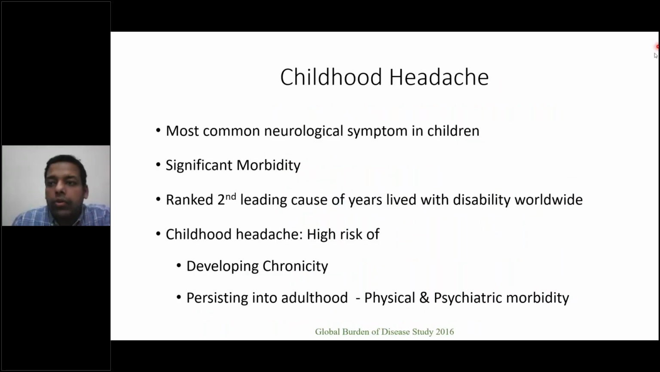Although it may sound strange, this is the most common neurological symptom in children, and it has a very significant morbidity. Headache has been ranked as the second leading cause of years lived with disability worldwide. And childhood headaches have a higher risk of developing chronicity and persisting in adulthood, leading to a lot of physical and psychiatric morbidity.